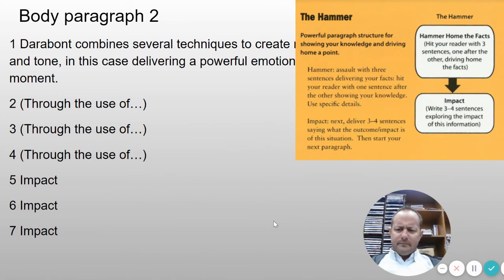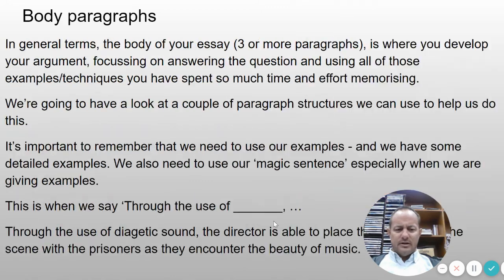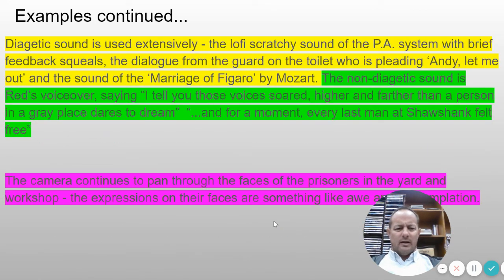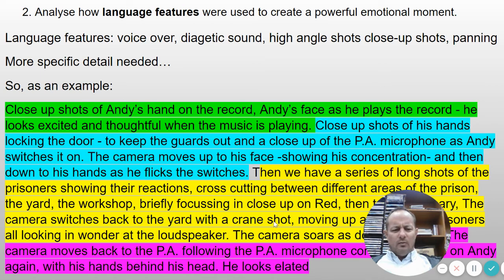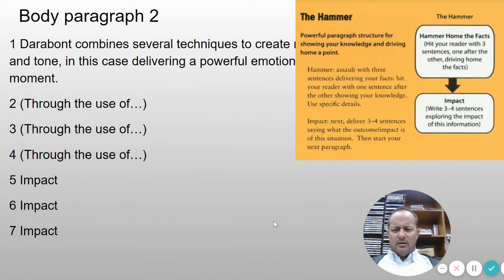Now, through the use of, we've got 3 of those, and we'll go back and we're going to look at our examples and copy those in. So through the use of non-diegetic sound of Red's voiceover saying, and dialogue saying, 'I tell you those voices soared higher and farther than a person in a grey place dares to dream. And for a moment, every last man at Shawshank felt free.' Okay, so we've got actually a combination there of 2 things. We've got the non-diegetic voiceover, we've got dialogue, and we've got a whole series of examples here that we could use and adapt to this through the use of.